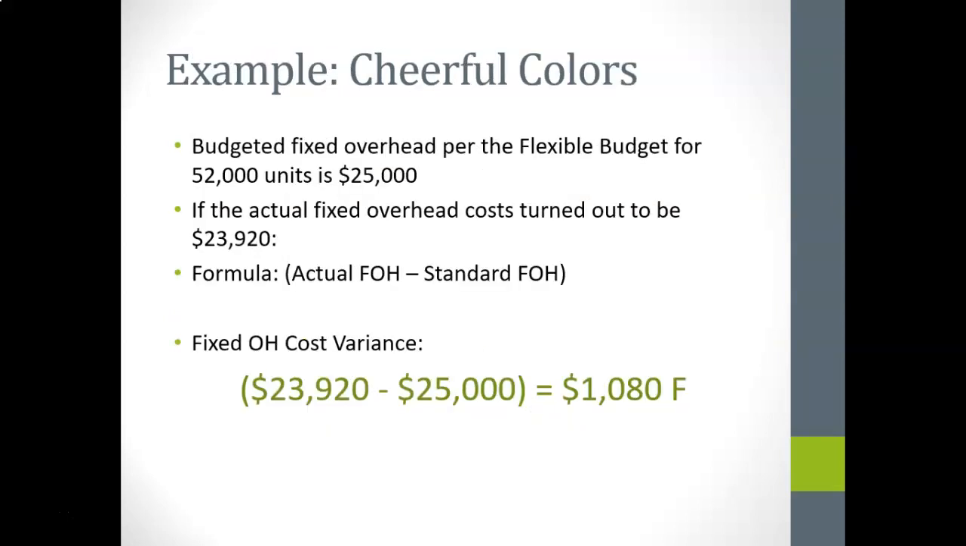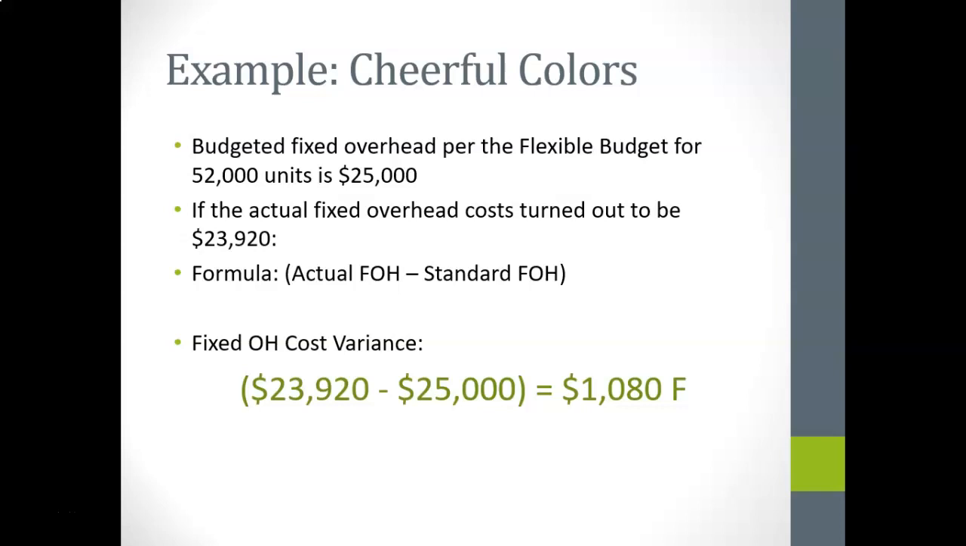So our budgeted fixed overhead that was on our flexible budget, and we had a few slides ago, was $25,000. If the actual fixed overhead turns out to be $23,920, then we use our formula of actual minus the standard. So the $23,920 actual minus the $25,000 we set up in the budget is $1,080 difference. Our actual is less than the standard, so that is a favorable fixed overhead variance.